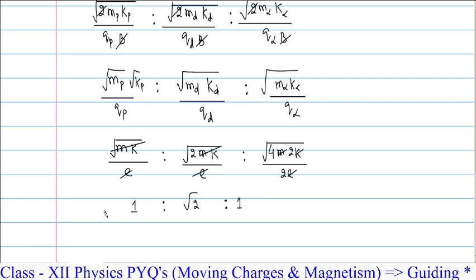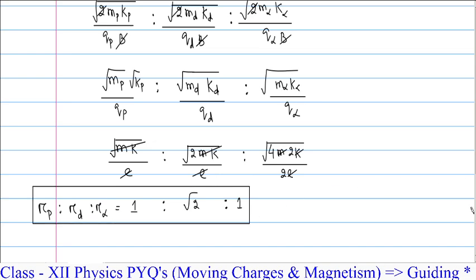So the ratio of the radius of proton to the radius of deuteron to the radius of alpha particle is 1 is to root 2 is to 1. That means the radius of the deuteron is root 2 times the radius of the proton, and the radius of the alpha particle will be the same as the radius of the proton. Clear? So the radius of alpha will be the same as the radius of proton, and the radius of deuteron will be root 2 times the radius of proton.